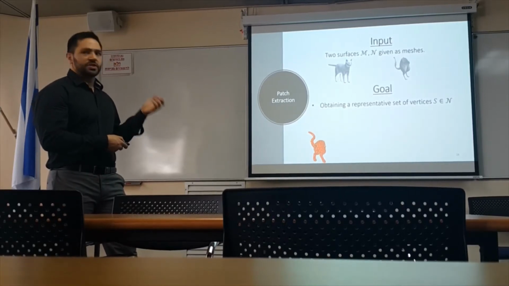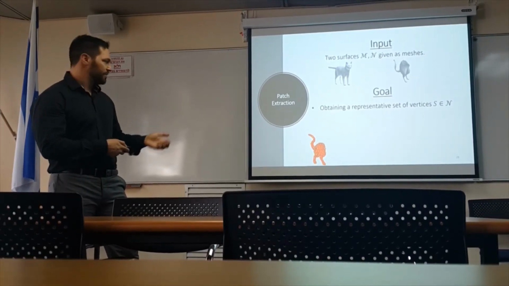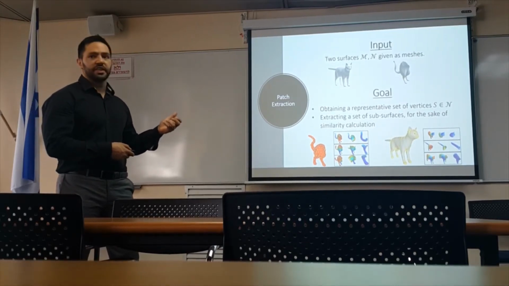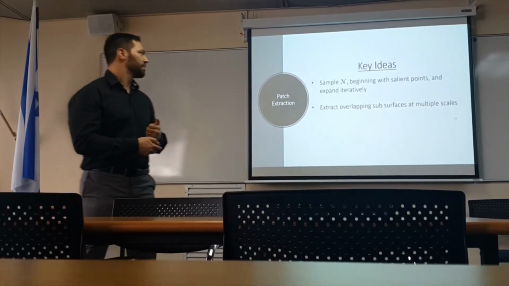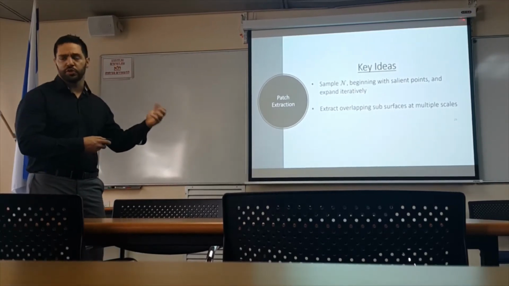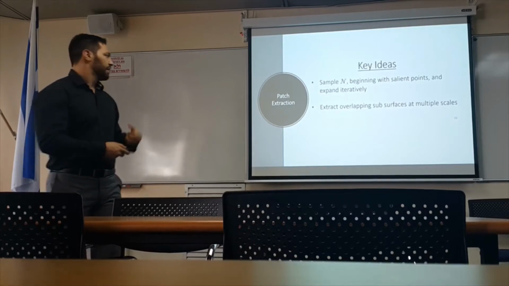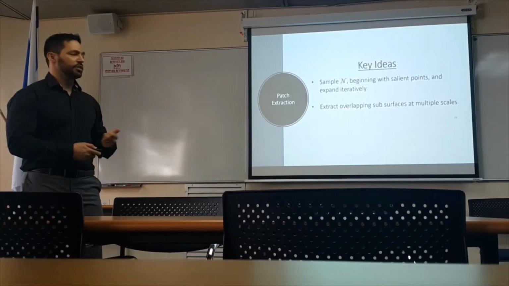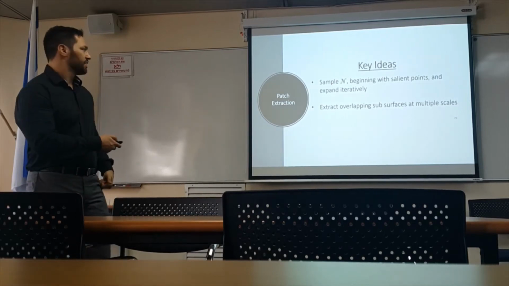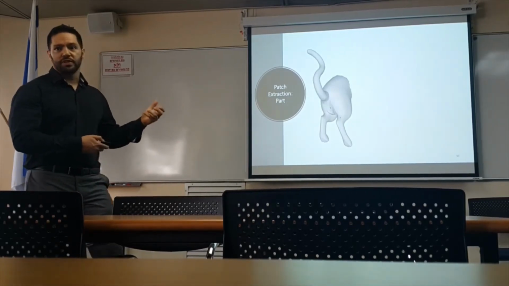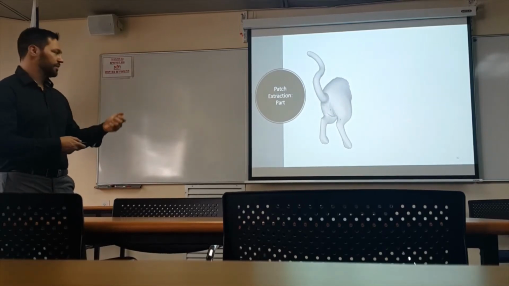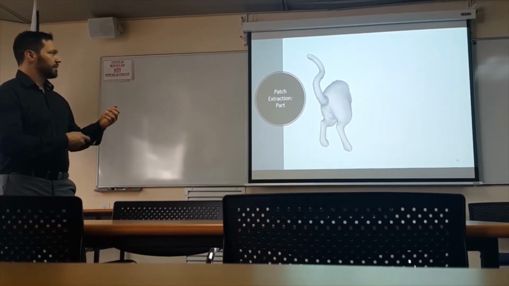So we want to produce a sample which covers the surface. And in addition, we extract a set of subsurfaces for the sake of similarity calculation. So the key idea is to sample N and begin with salient points, points which will be easy to match, and extract overlapping subsurfaces at multiple scales. We have seen why in the key ideas. Okay, so how do we sample the parts? Well, we want to start with the extremities, the tips of the leg, the tip of the tail.